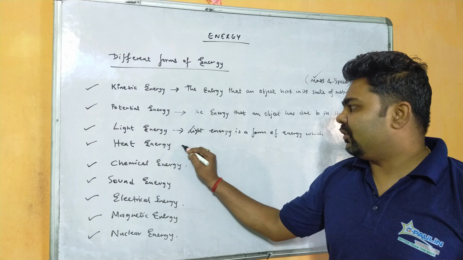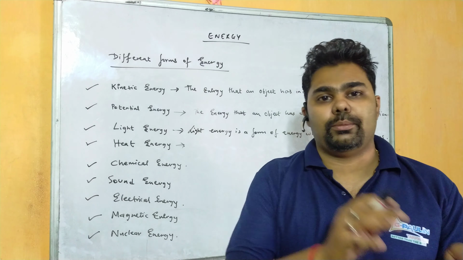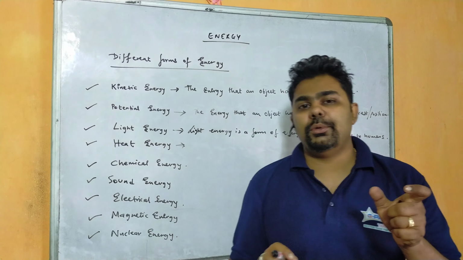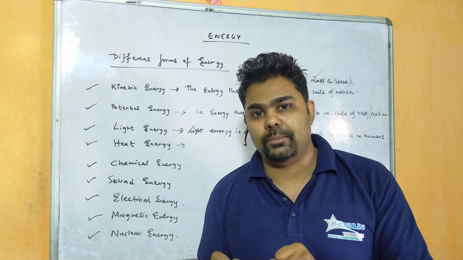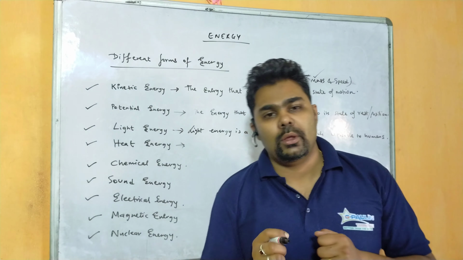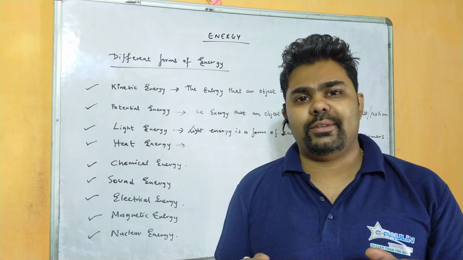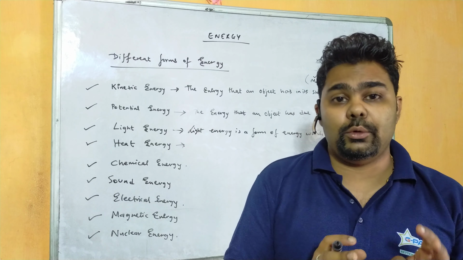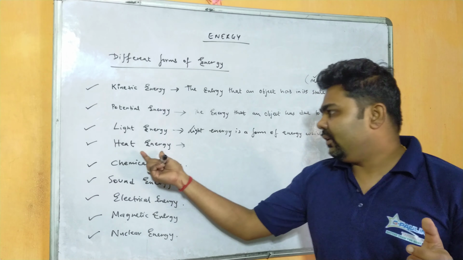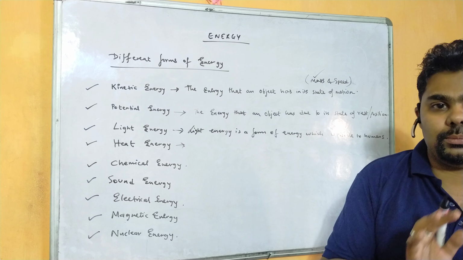Next we will see heat energy. Heat energy indicates how much energy is contained in an object. Like we use a thermometer, an instrument used to measure temperature. Indirectly it is measuring how much heat is contained in that body. When you are suffering from fever, we place a thermometer to measure the temperature, but indirectly we are calculating how much heat content is in your body. So heat energy is a form of energy which indicates how much energy is contained in that object.